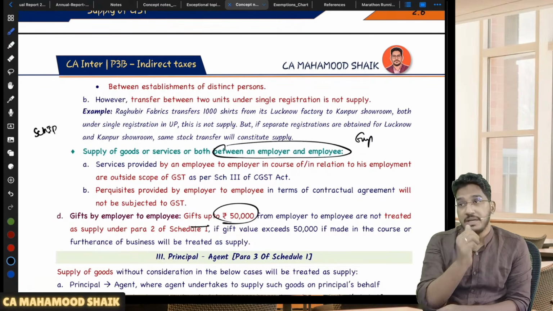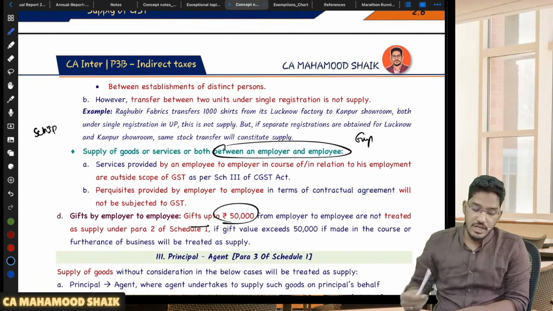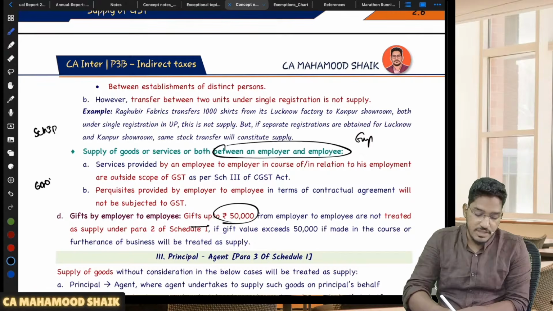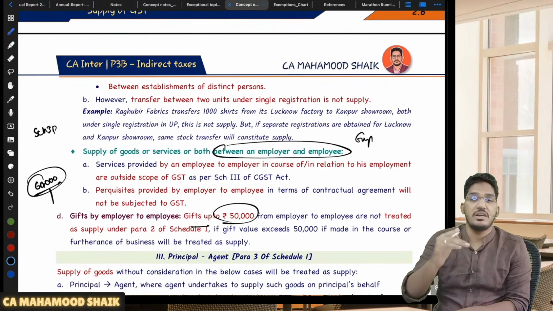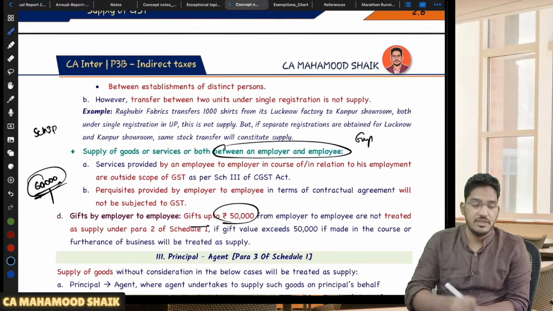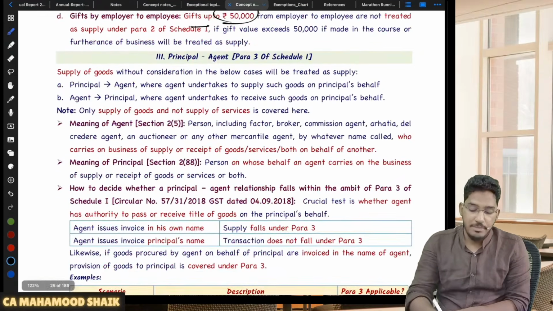Sir, what will be the value of supply? Amount exceeding 50,000 or full gift value? Full gift value. So let us say the employer is giving a gift of 60,000 rupees to his employee. Sir, gift has exceeded 50,000, so it will be considered as supply? Yes. What will be the value of supply? Entire 60,000, not the amount exceeding 50,000. Don't say 10,000. Entire 60,000 will become the value of supply. Clear? That is para number 2. Now we have para number 3.